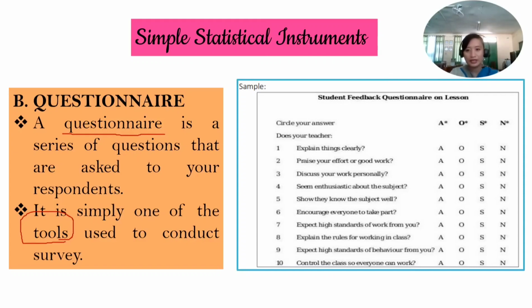Students' feedback questionnaire on lesson. For example, you are going to evaluate this lesson based on your teacher's performance. So you just have to select, is it always, or sometimes, or never? Or often for O. So does the teacher explain things clearly? If it is always, you just have to select A. And there are a series of other questions that you have to accomplish. So that is an example of a questionnaire.